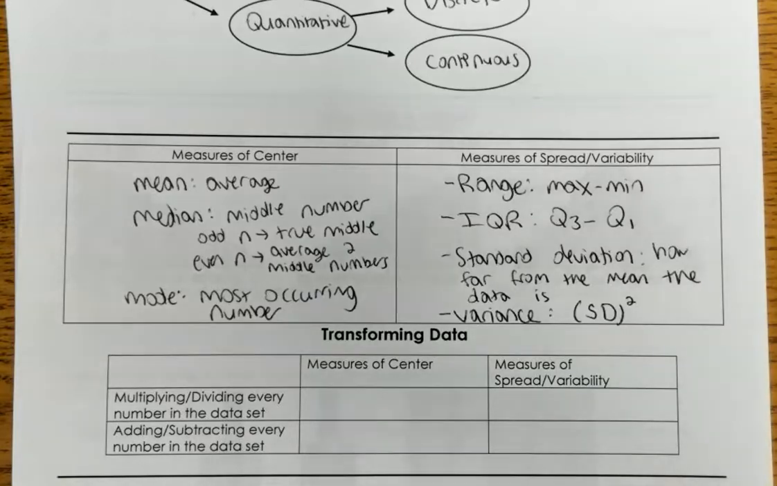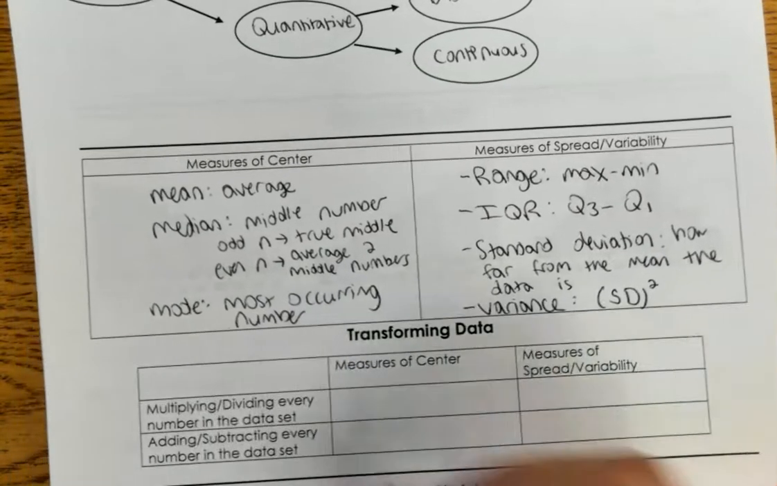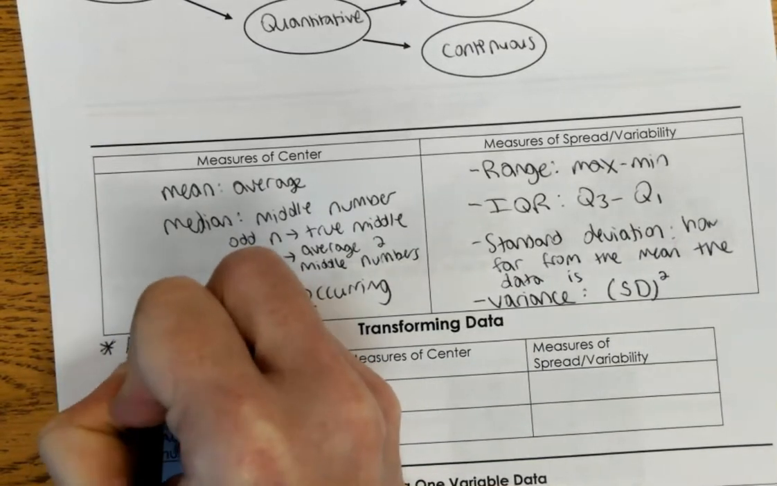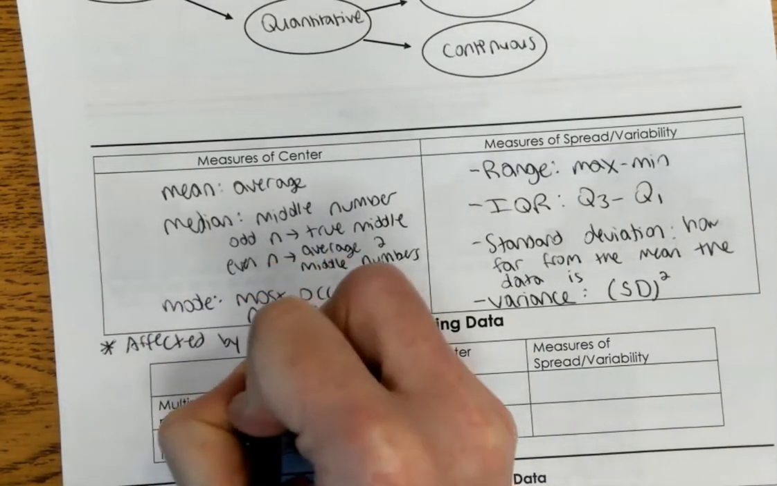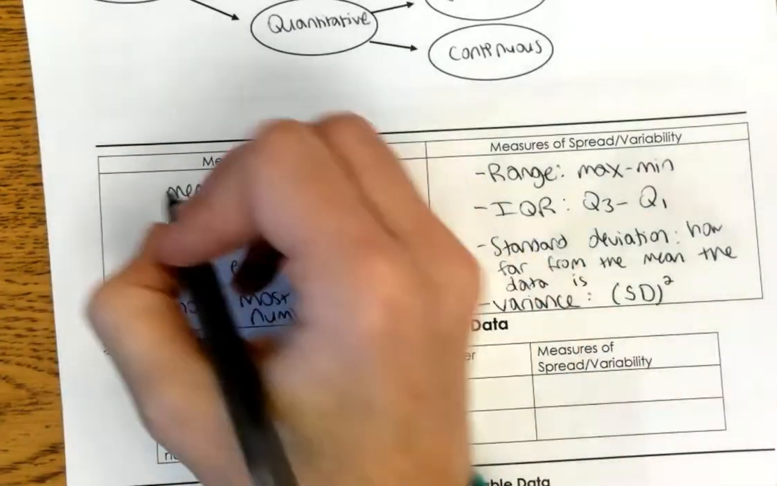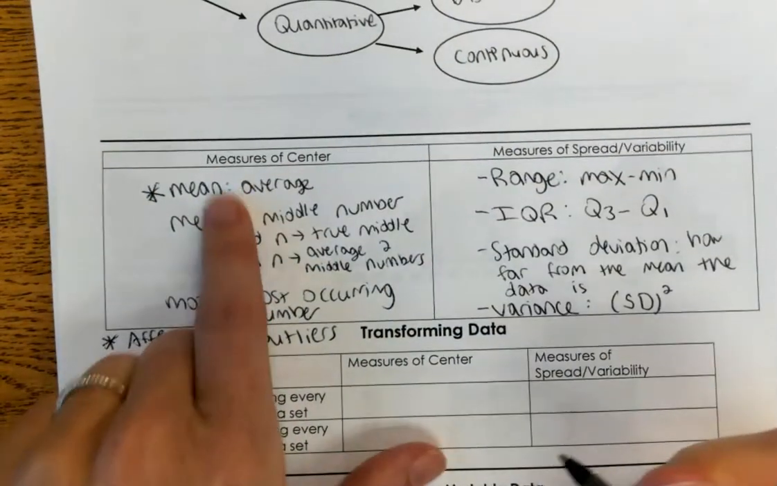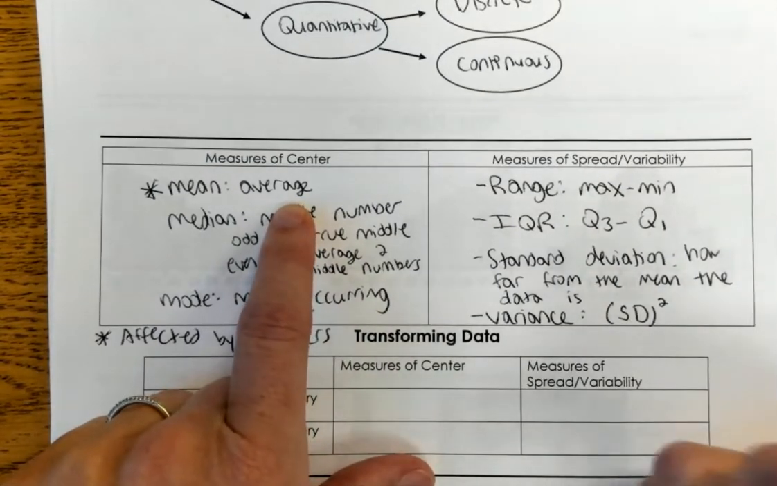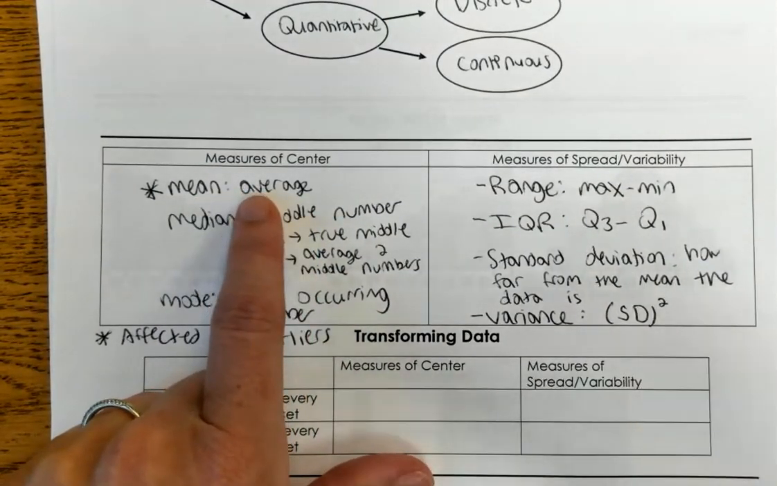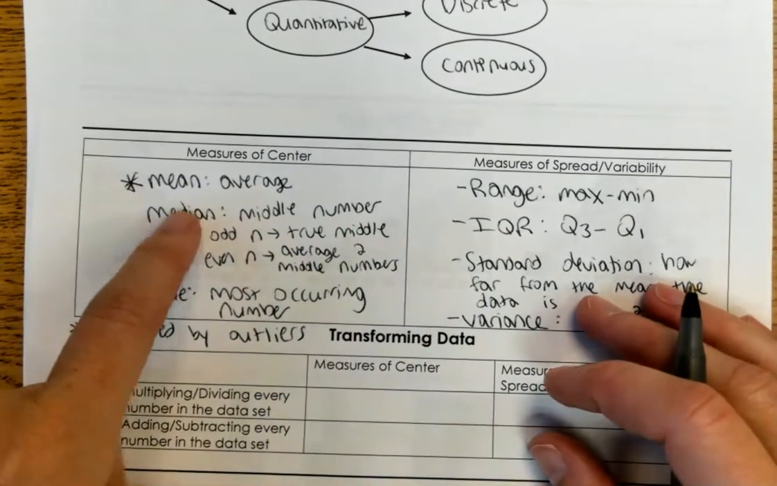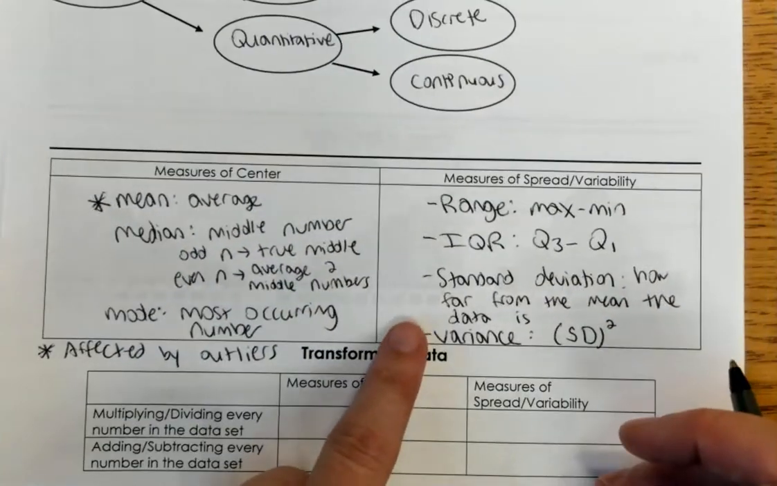So out of all these, which ones are affected by outliers? So I'm going to put a little asterisk right here and say affected by outliers. All right, between these, our mean is the measure of center affected by outliers, because you're adding up all the numbers together and dividing them by your sample size. So when you add up the numbers, your outliers are included in that sum, so it skews your mean, right? Median and mode are not affected by outliers.